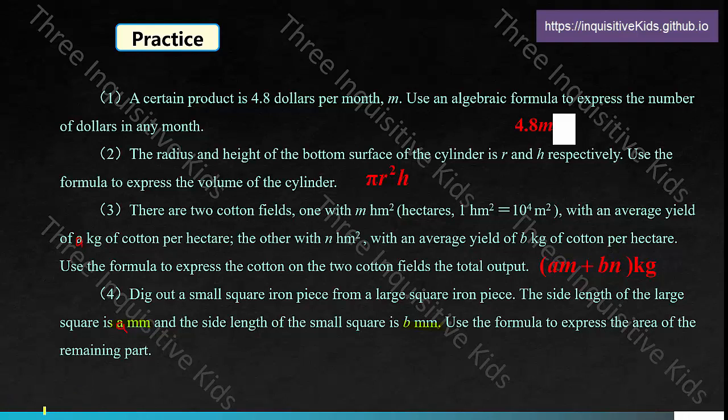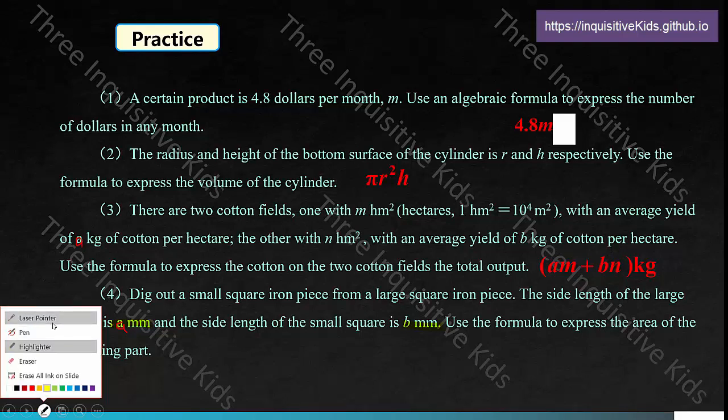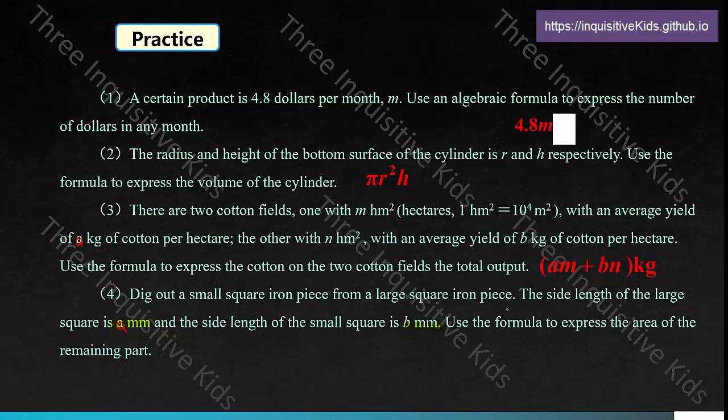Well, over here you have to pay attention that each iron piece is a square. That means the four lengths are equal. So all we have to do is subtract the area of the smaller iron piece from the larger iron piece. So that would be a squared, that's the larger iron piece, minus b squared. That's also the answer: a squared minus b squared millimeters squared.